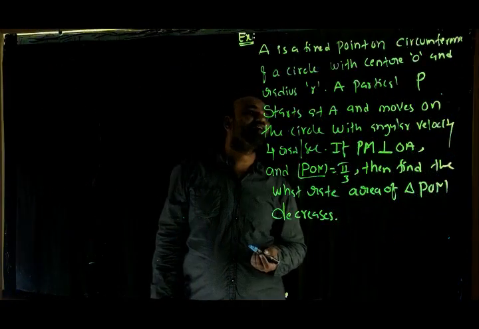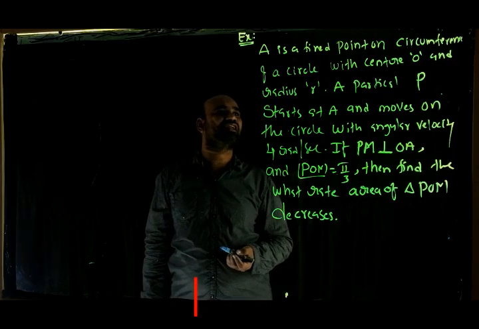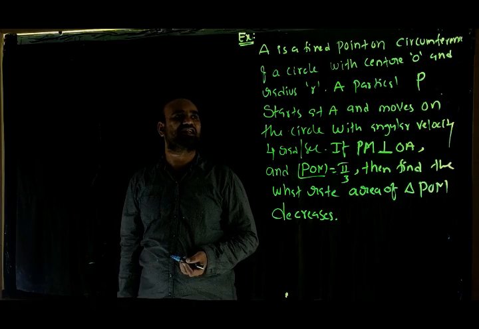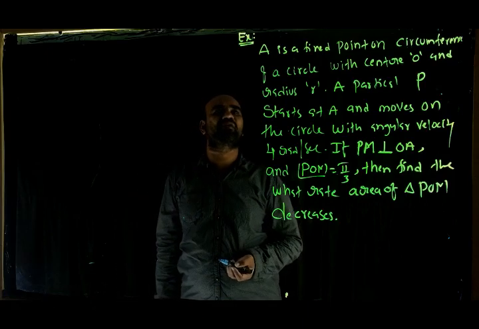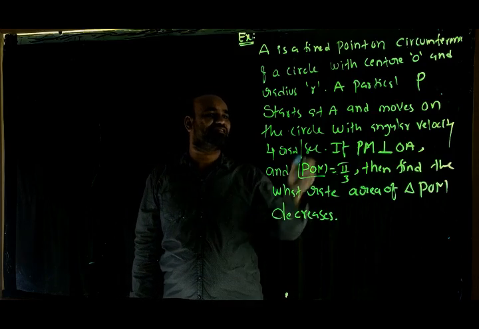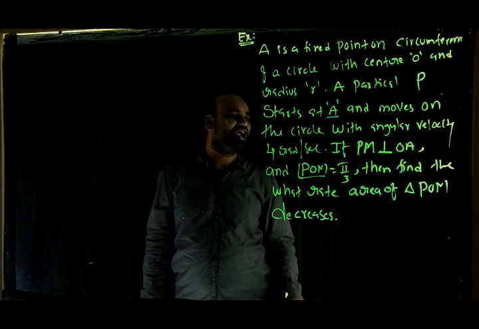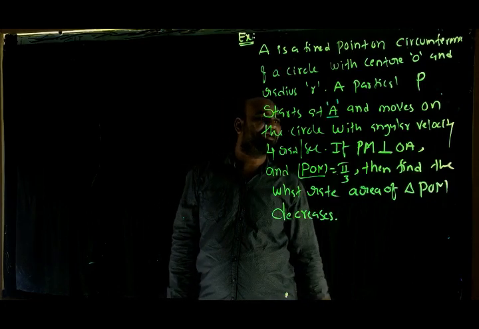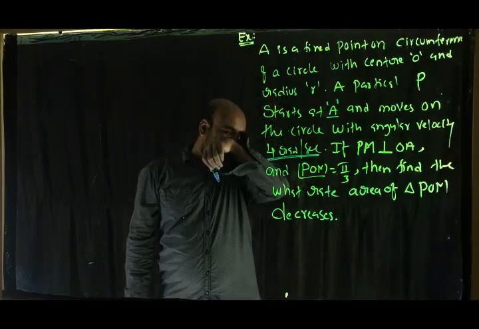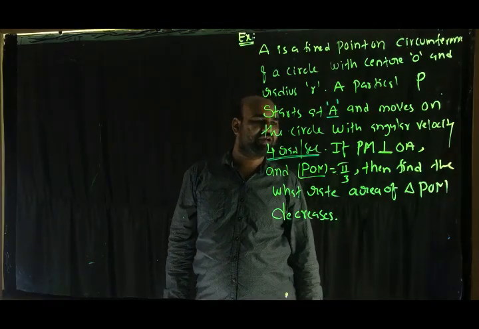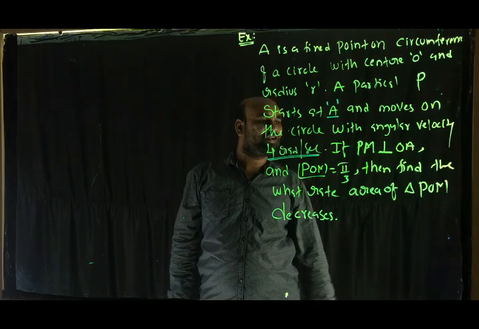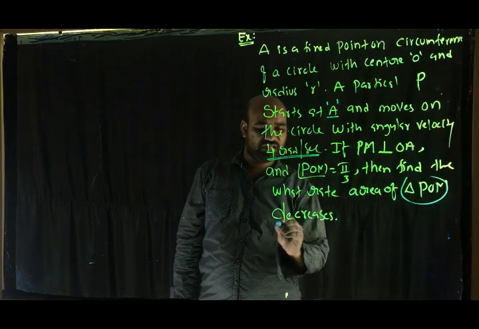A is a fixed point on the circumference of a circle with center O and radius r. A circle is given with center O and radius r, and A is a point on the circumference of the circle. A particle P starts at A and moves on the circle with angular velocity 4 radian per second. M is such that PM is perpendicular to OA and angle POM is pi by 3. Then find at what rate the area of the triangle POM decreases.